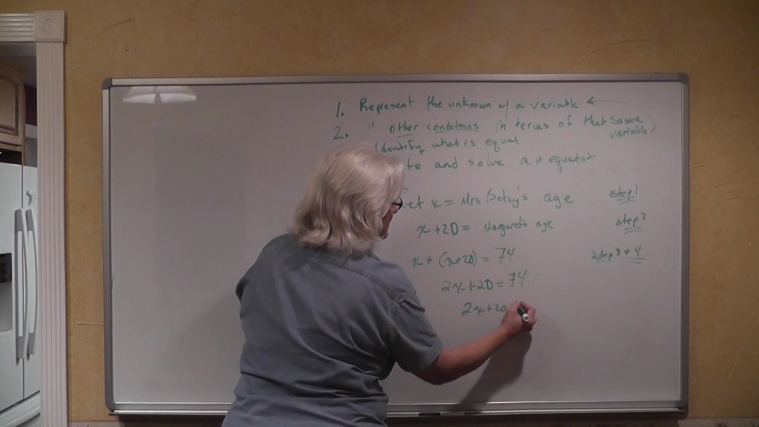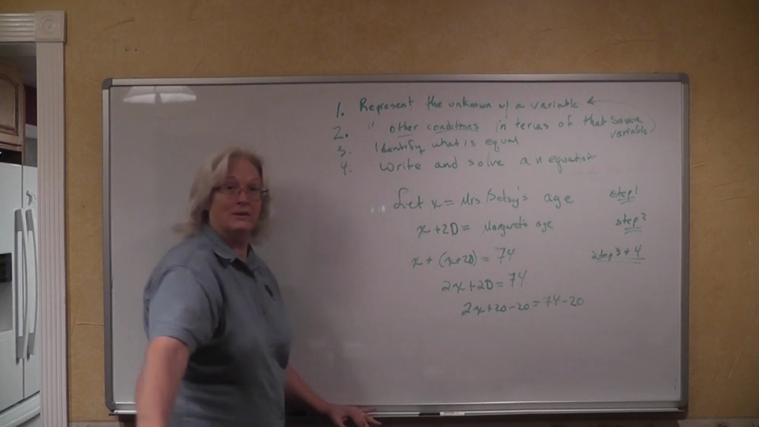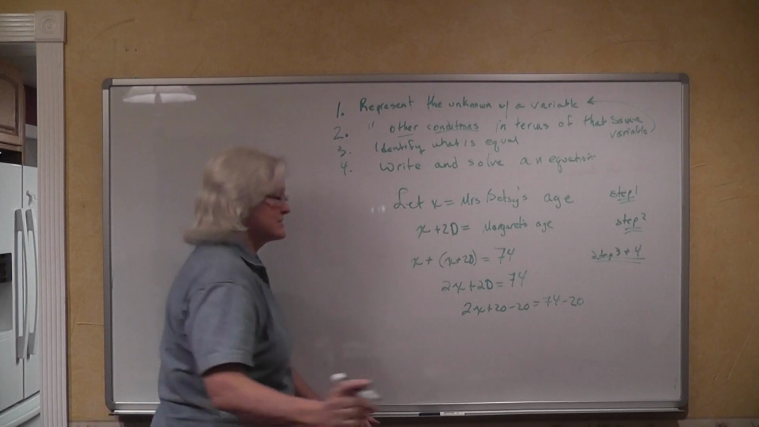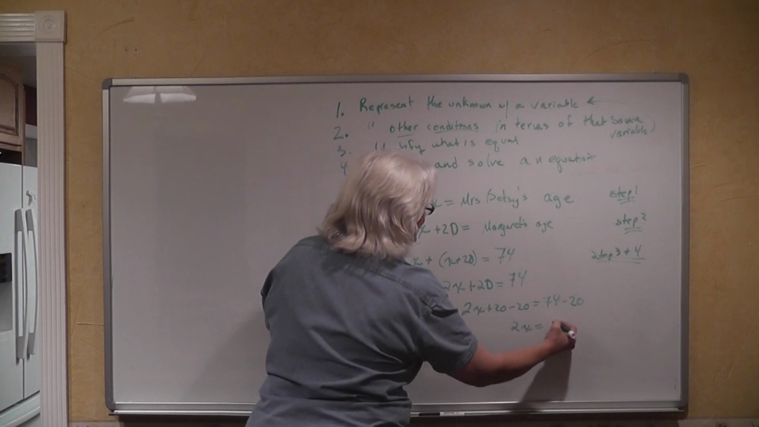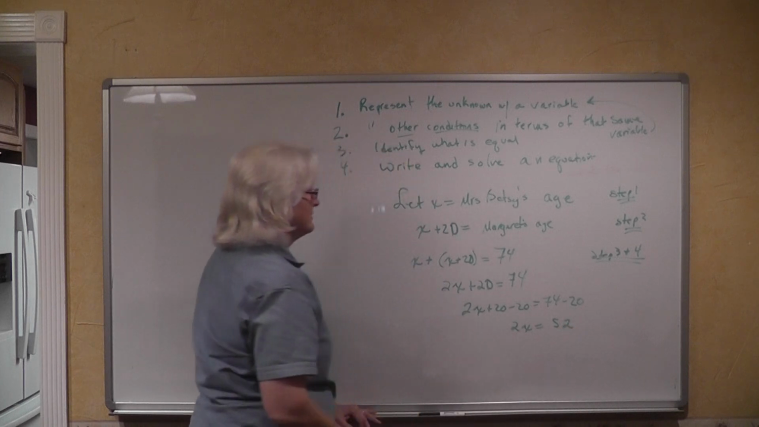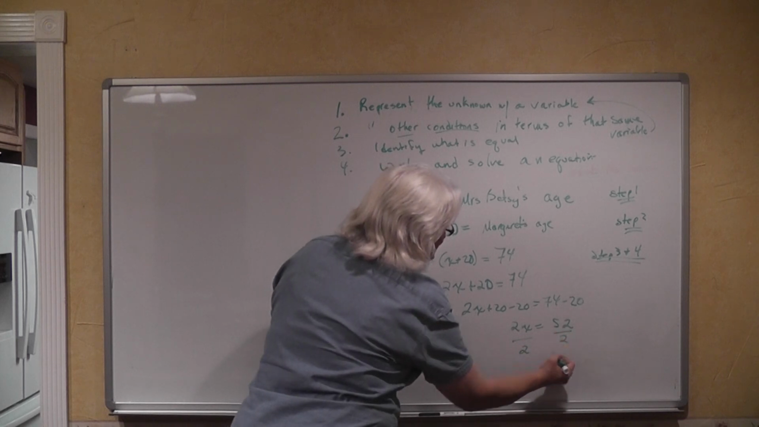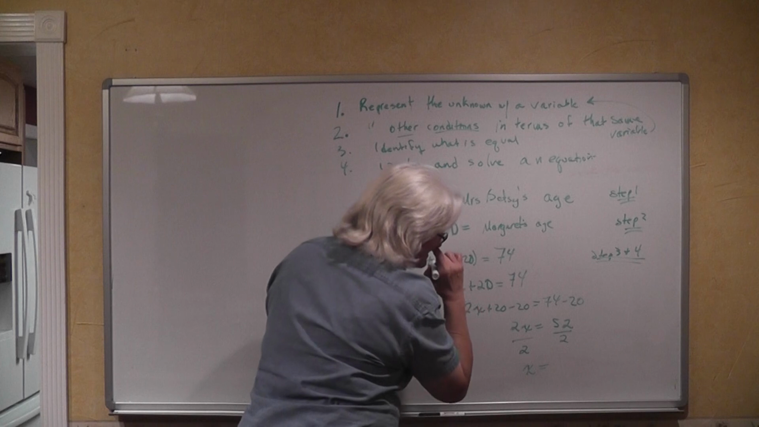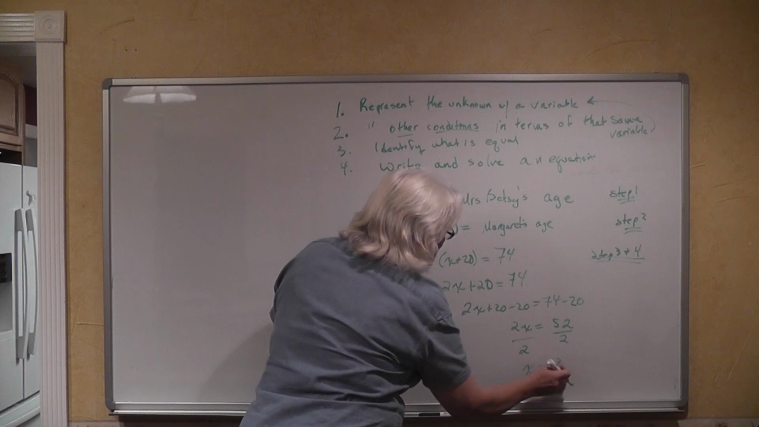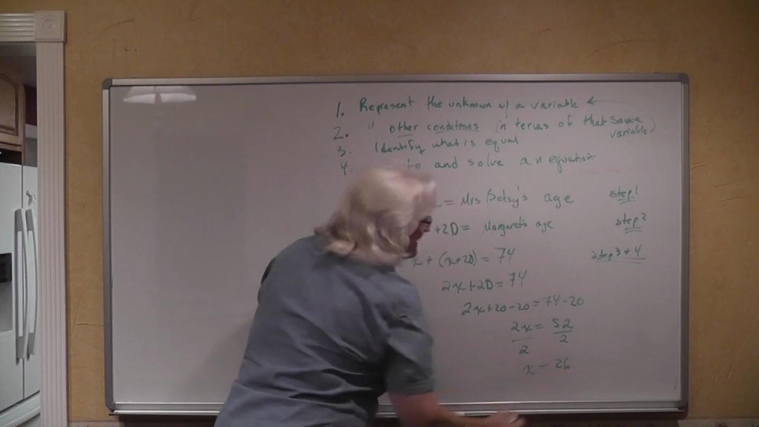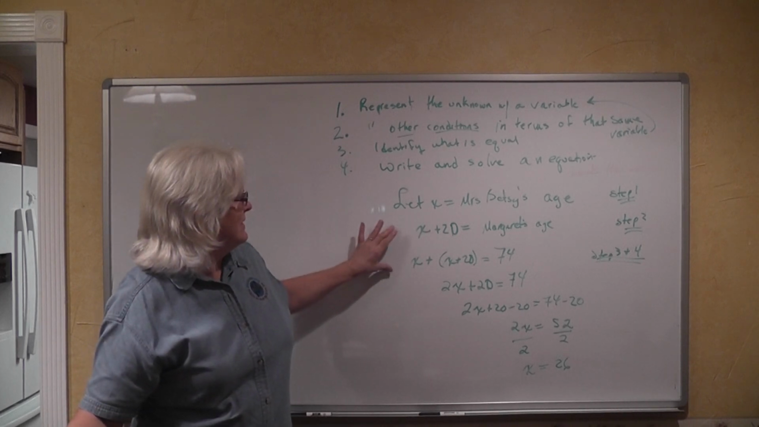2x plus 20 minus 20 is equal to 74 minus 20. Okay, you subtract 20 from both sides of the equation. 2x is equal to, oh how funny, 52. Going to divide both sides of this equation by 2, and interestingly enough, this says that I am, what, 36, 26? Ha! Do you think that I'm 26 here? No, I'm not 26 here, which means that I set something up wrong.